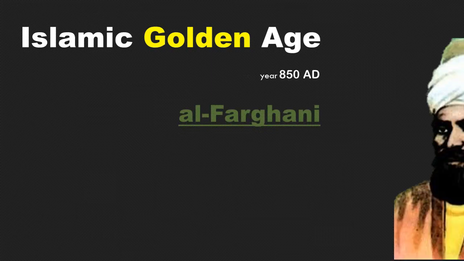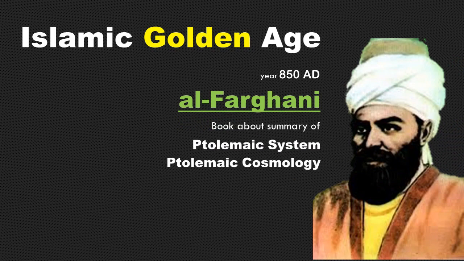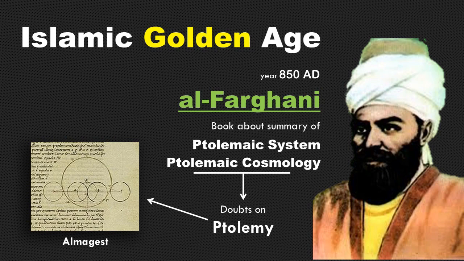Back again to the Islamic Golden Age, in the year 850, al-Farghani wrote a book that basically gives a summary of the Ptolemaic system and cosmography. He made this book due to his doubts on the concepts of Ptolemy, especially in the work Almagest, where this work of Ptolemy is a compilation from the early astronomers, if you could remember from part 1.